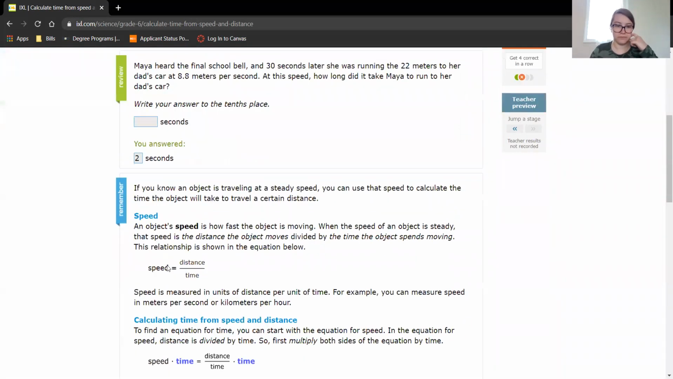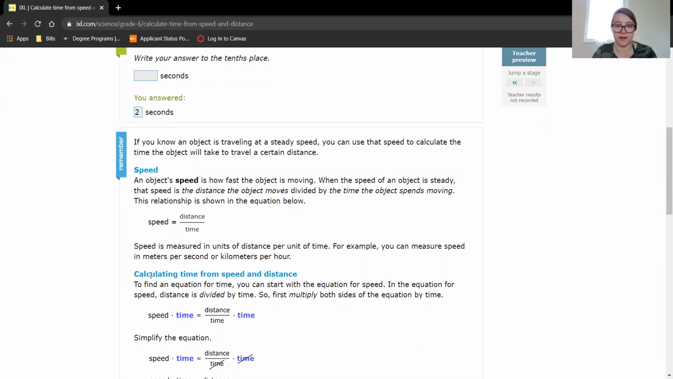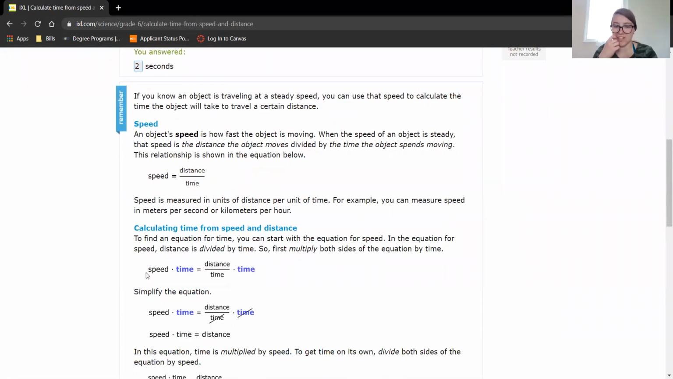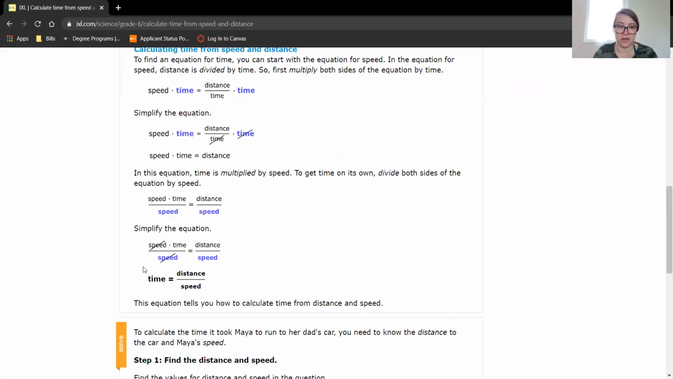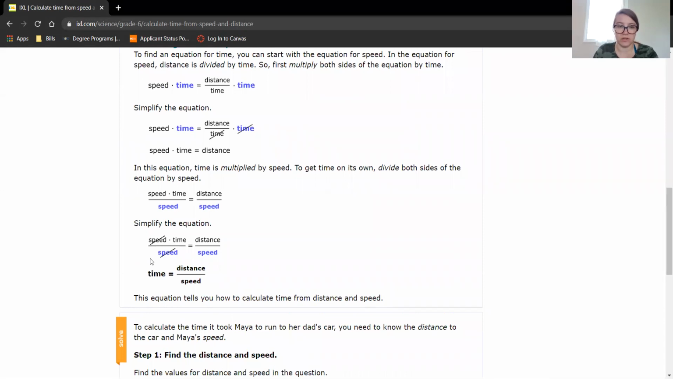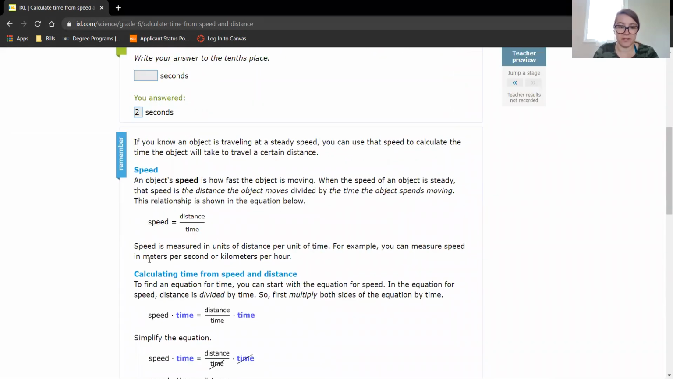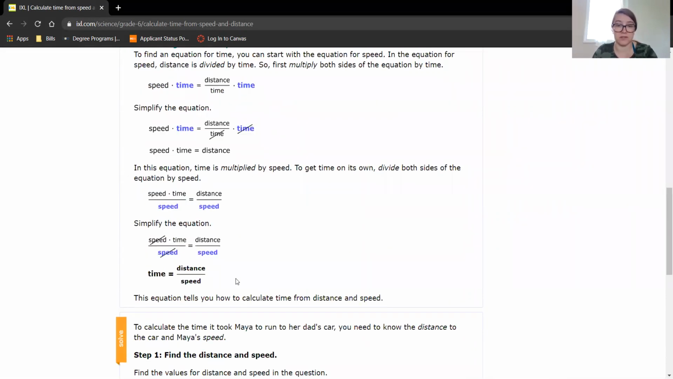So it shows you speed is distance divided by time. If you balance out the equation, that's how you get the time equation. So if we wanted to find distance, we would multiply both sides times time. So distance is time times speed. Speed is distance divided by time. And time is distance divided by speed.